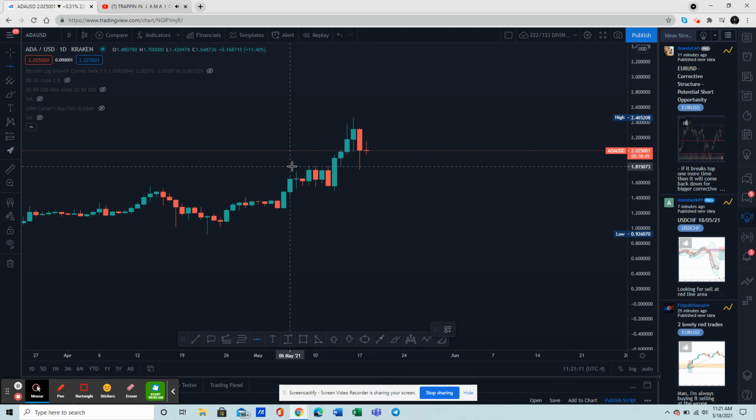Okay, this was resistance. We broke this resistance, and it became support. So price came back down to the support area for a retest. That played out very well, coming down to that zone.